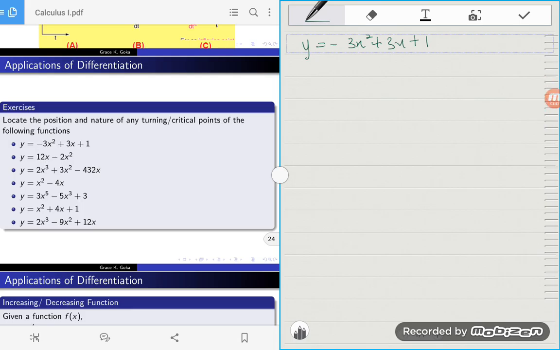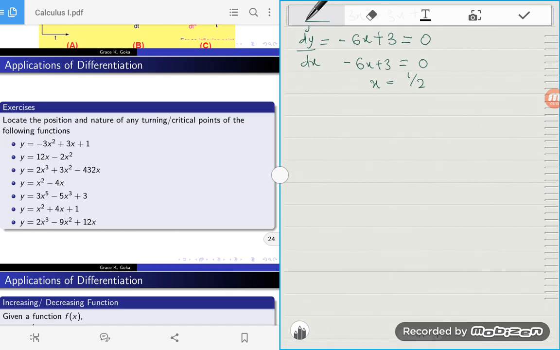Okay, so we find the gradient of this curve, and the gradient is simply the change in y over change in x. So this is equal to minus 6x plus 3. Now remember, at a critical point, the gradient or the first derivative is always equal to 0. So we have minus 6x plus 3 equal to 0. This means that our x is equal to 1 over 2. So it means there is only one turning point or one critical point in our curve.